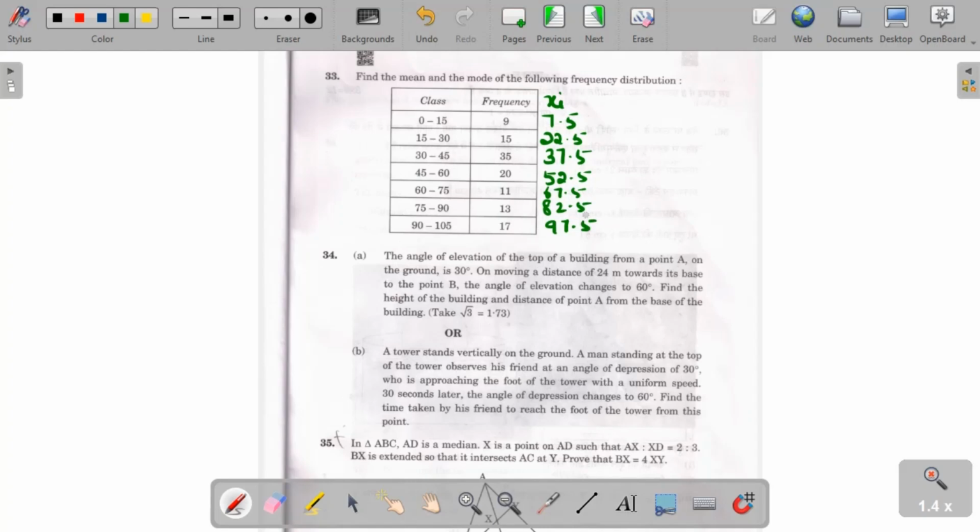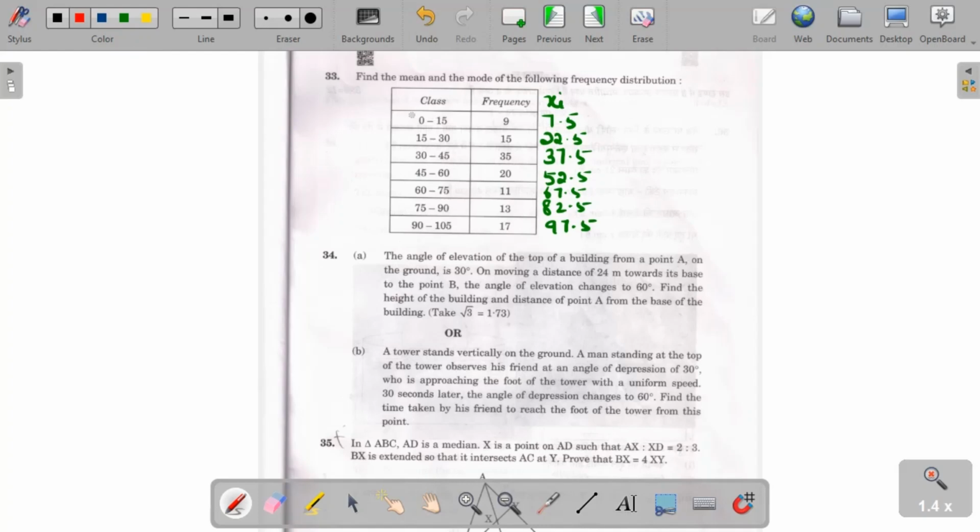Now that we have generated the mid values, let's compute the xi fi, because the mean is going to be sigma xi fi. But here the xi's are all in decimal, so I don't want to do the direct mean method. I'm going to do an assumed mean method or step method, whichever works easier.